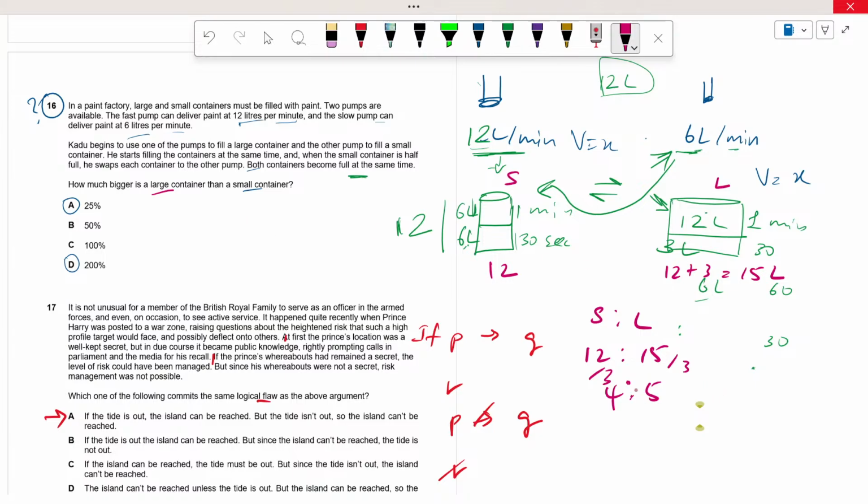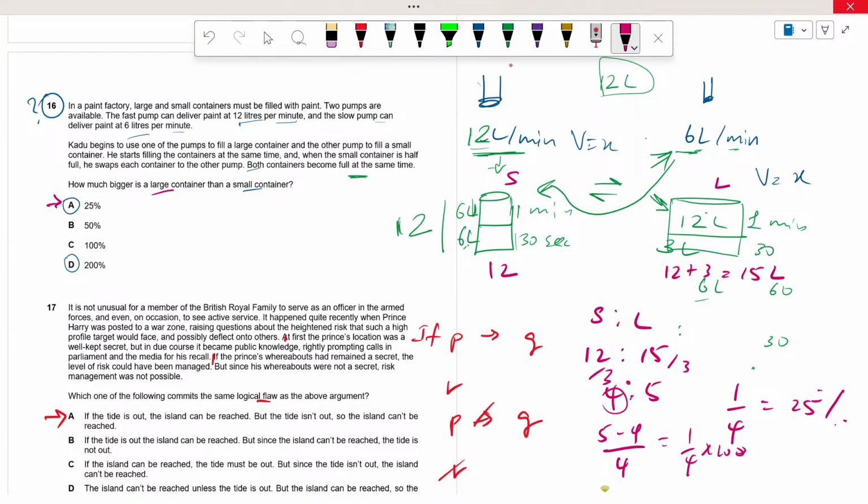Now they're asking how much bigger is the larger one. So that's the difference. Difference is 5 minus 4, that's 1. The smaller one is 4, right? It's like 5 minus 4 divided by the smaller one, which was 4 here. That's 1 over 4 times 100, but we know 1 over 4 is just 25%, and that's that.